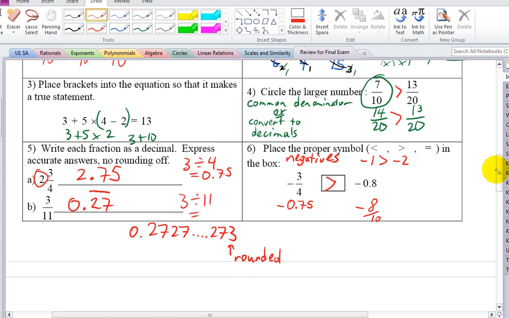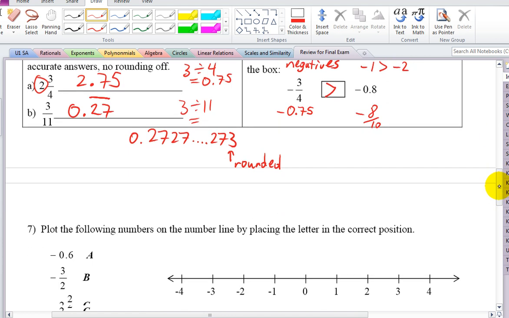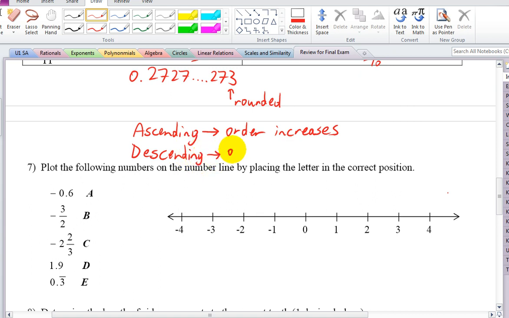Okay, how you guys doing? Good? All right, number lines. With your number lines, I want to talk about ascending. What does ascending mean? Yeah, so the order increases. And descending. Good. Order decreases. Good.